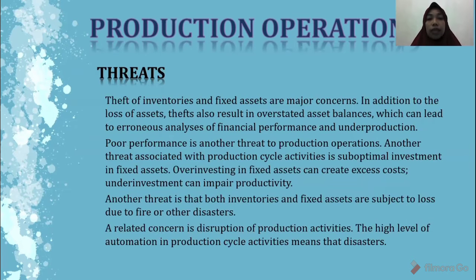Another threat associated with production cycle activities is suboptimal investment in fixed assets. Over-investing in fixed assets can create excess costs. Under-investment can impair productivity. Another threat is that both inventories and fixed assets are subject to loss due to fire or other disaster. A related concern is disruption of production activities. The high level of automation in production cycle activities means that disaster.